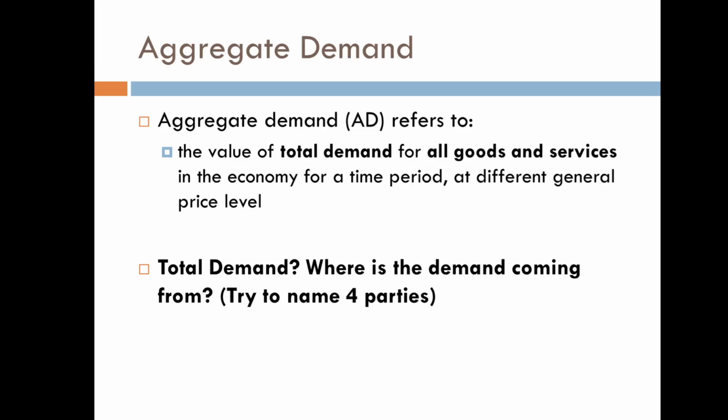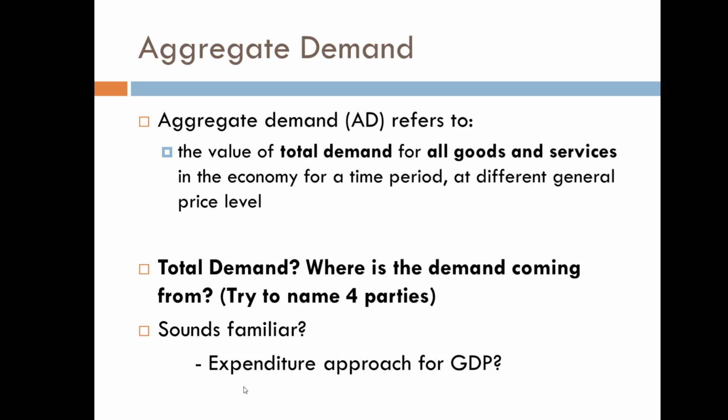But take a look at the chat box here. Now we can summarize. We have 4 parties that the demand is coming from. Does it look familiar to you? All those 4 parties. When did we see them before? GDP equation. Yes, exactly. It does sound familiar because it's just like the expenditure approach for GDP, that equation.